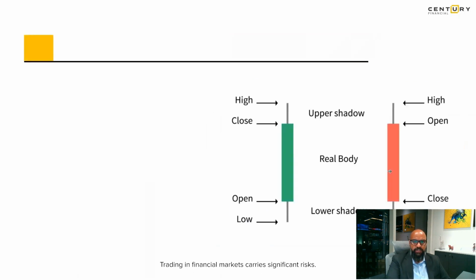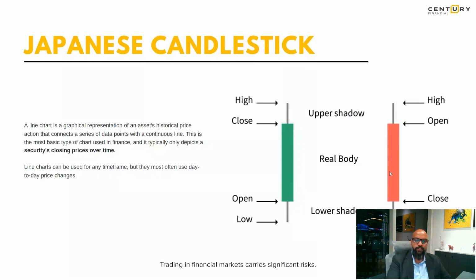Now, most traders often prefer using a candlestick chart. Pretty much, a candlestick is represented by a body and a tail. If you look at this particular green color candle, the body contains the open price and the close price. So, what does an open price and a close price mean?